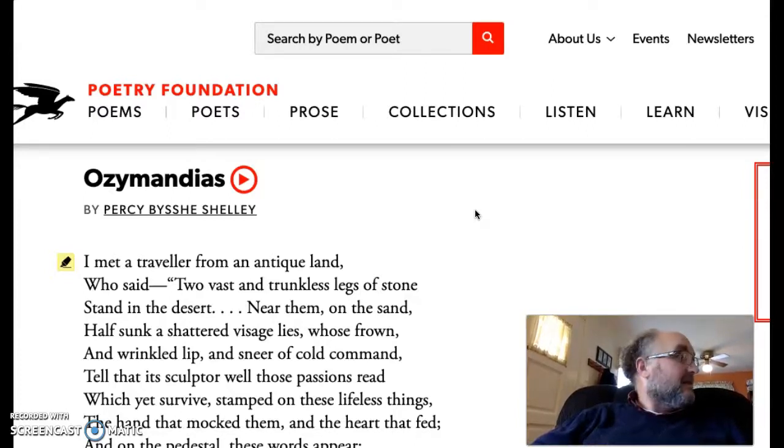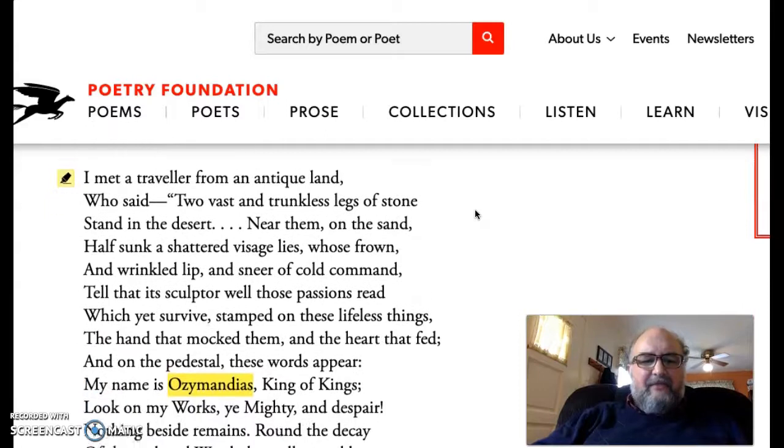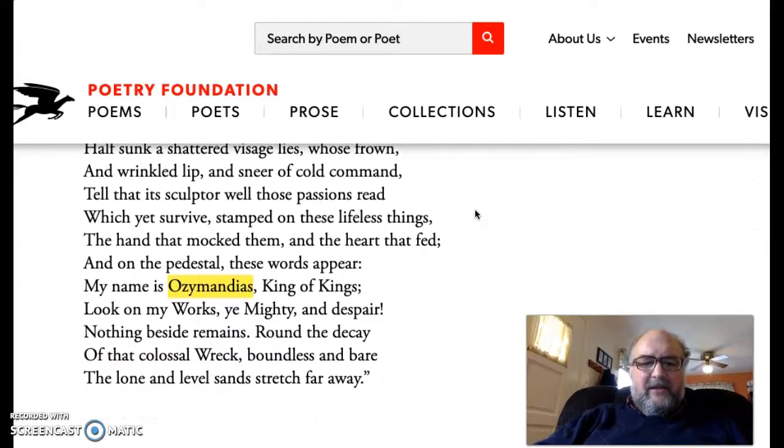I met a traveler in an antique land who said, "Two vast and trunkless legs of stone stand in the desert. Near them, on the sand, half sunk, a shattered visage lies, whose frown and wrinkled lip and sneer of cold command tell that its sculptor well those passions read, which yet survive, stamped on these lifeless things, the hand that mocked them and the heart that fed. And on the pedestal these words appear: My name is Ozymandias, King of Kings. Look on my works, ye mighty, and despair. Nothing beside remains. Round the decay of that colossal wreck, boundless and bare, the lone and level sands stretch far away."